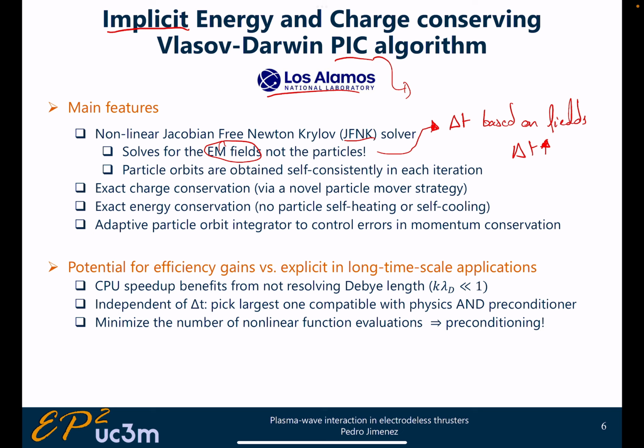And also, this allows us to have exact charge and energy conservation, which are good properties for stability and for accuracy in long-term simulations. Like the steady-state operation of a thruster is an exemplary problem for this kind of long-term simulation, in which you don't want any artificial electron cooling or electron heating, and you don't want finite grid instabilities to destroy your simulation. Those kinds of things are important and can be achieved with implicit algorithms. Okay.